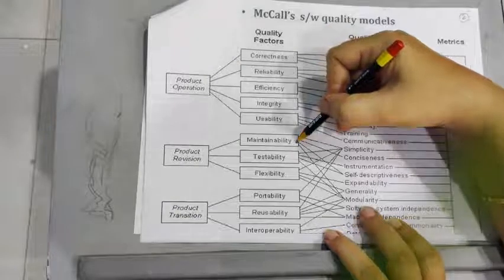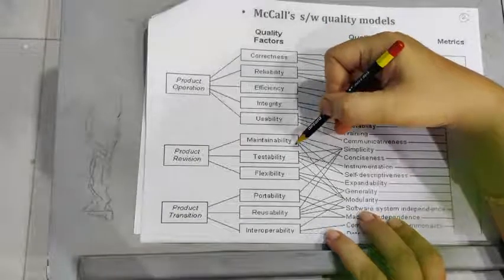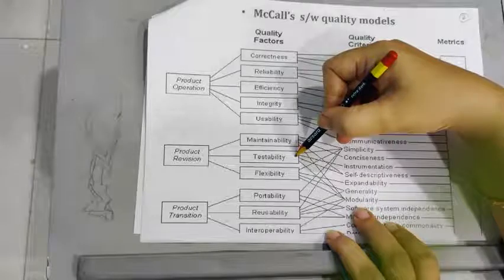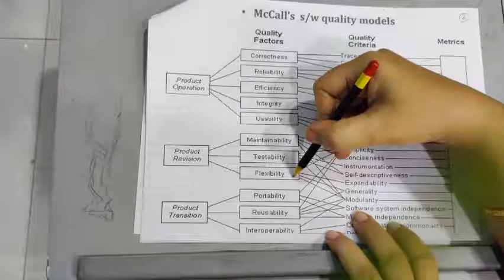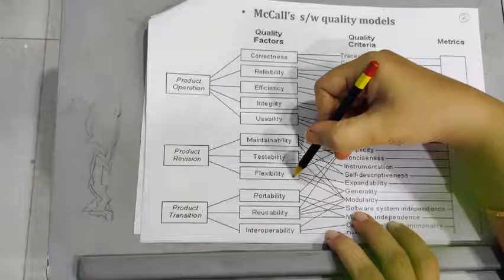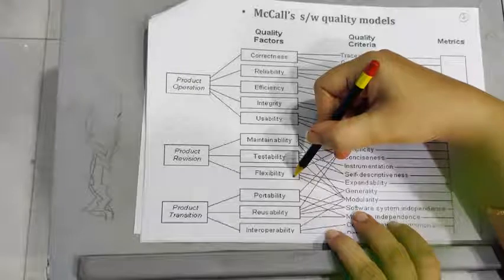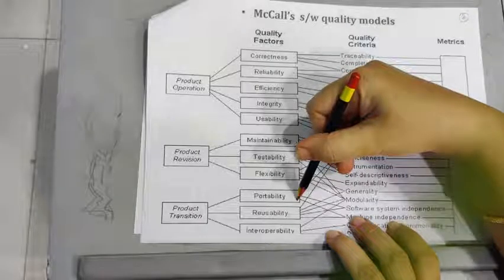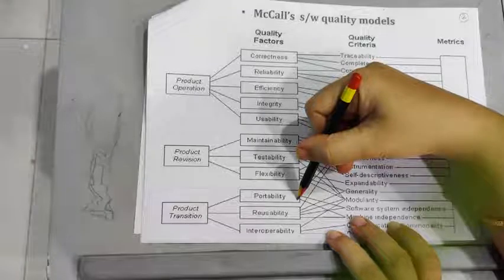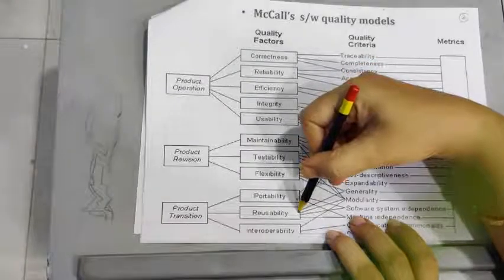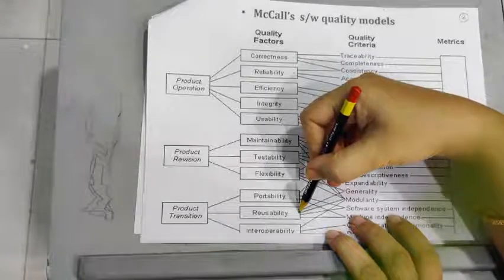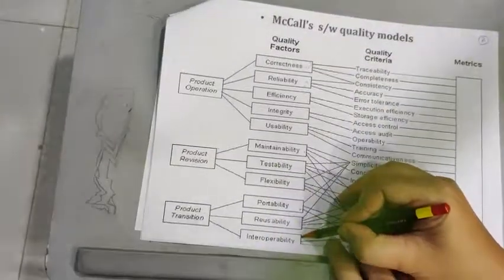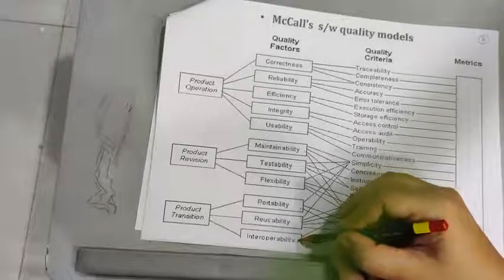Then maintainability factors are used to maintain the product during its operational phase. Testability tests whether the output produced by the product matches the expected outcome from the user's point of view. Flexibility checks economical and technical flexibility in development, based on the budget, schedule and technical environment. Portability, under product transition, checks whether the software product can be ported from one hardware and software requirement to another. Reusability is the ability to reuse the software product in whole or in part. And interoperability allows more than one component or system to exchange their information.